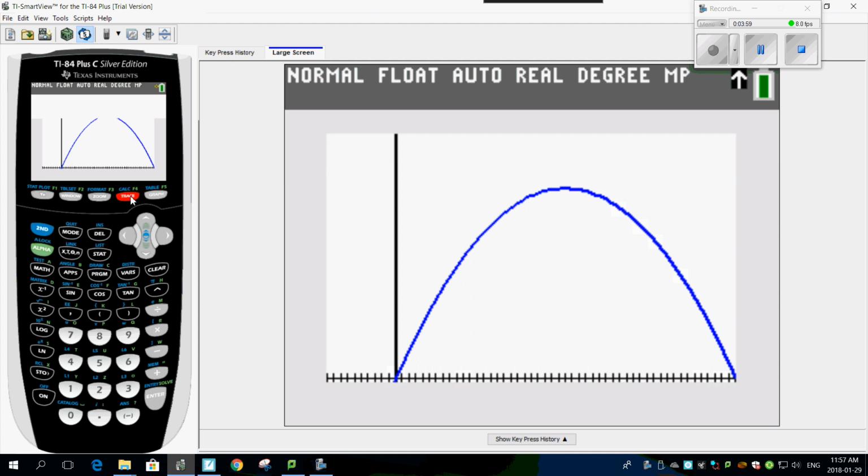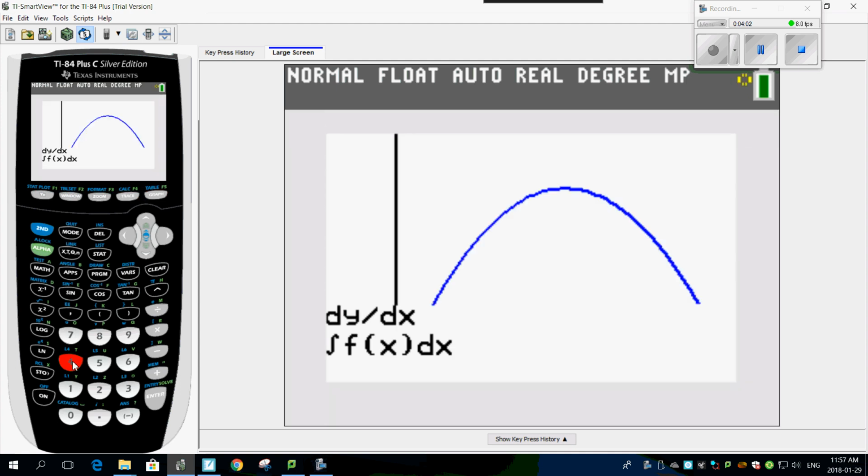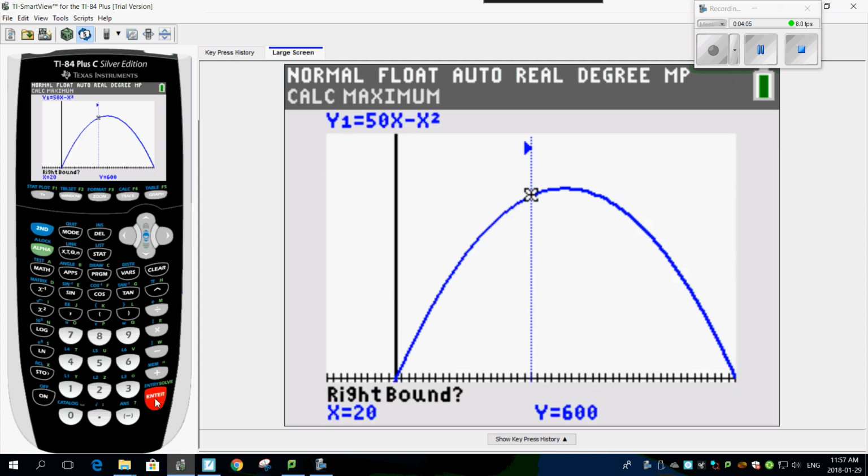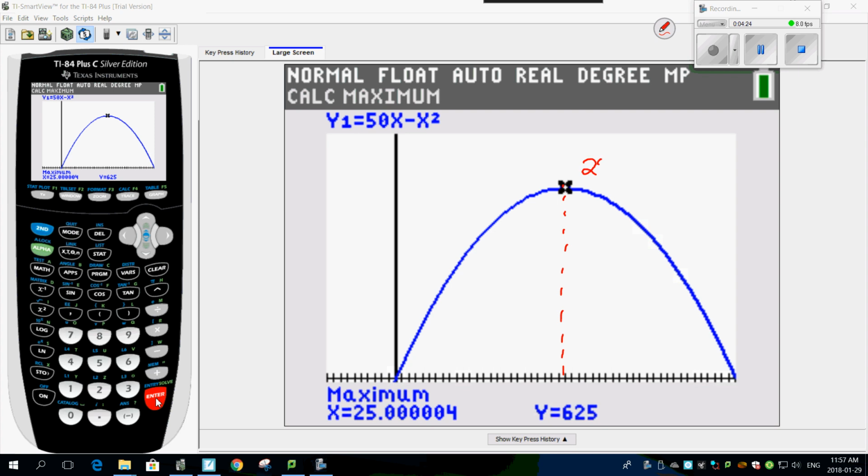Second calc. Here we go. Let's find our maximum, number 4. There it is. Oh, hey, that's nice. It's pretty close to the maximum already. I'm going to mouse this over to this side. There it is. Enter, guess, enter. And I've got a maximum at an x value of 25 at 625. What does that mean? That means at a value of 25, I've got a maximum of 625. So the maximum, that's our area. At a maximum of 625. And since we're dealing with meters, that's 625 meters squared.